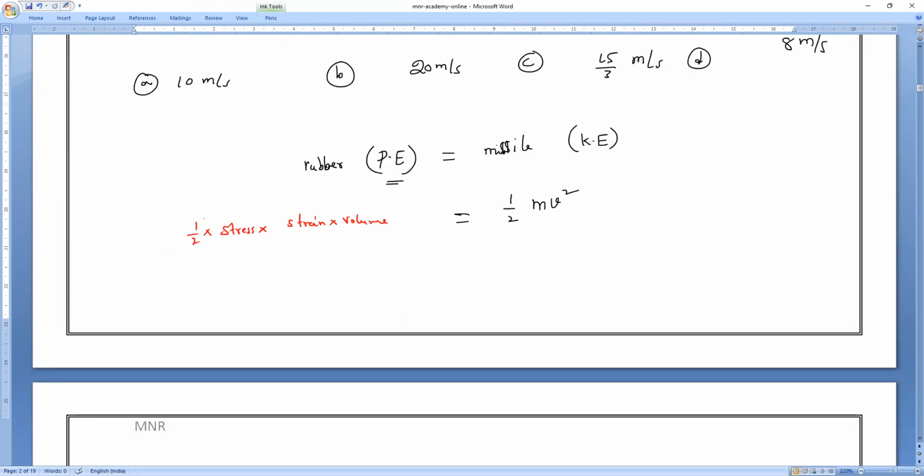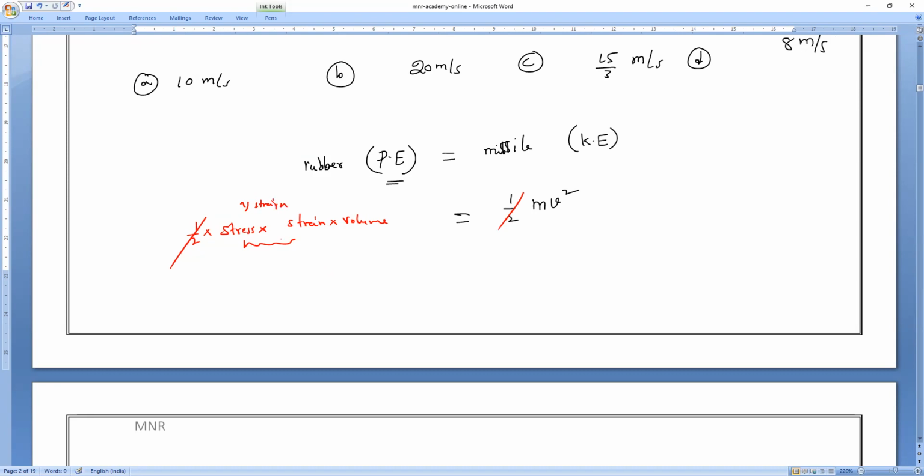On both sides, half is there, so half will get cancelled. So what else is there? You tell me. Instead of stress and strain together, I can write something else. Stress means Young's modulus into strain, which is equal to, and there is another formula we have studied for that.